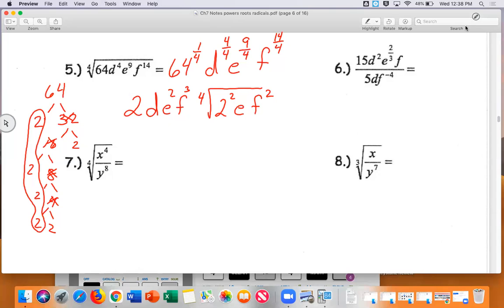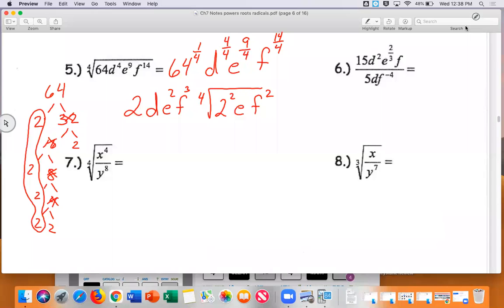When we take roots of numbers, I like to think of it as prime factorization. The root, like square root, means 2, right? Like the exponent, x squared is 2. So when we take the square root, we're looking for pairs of numbers. Cube root, cube means 3, so we're looking for groups of 3. 4th root, we're looking for groups of 4.